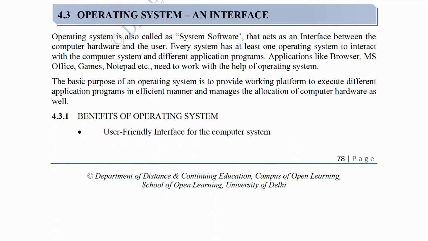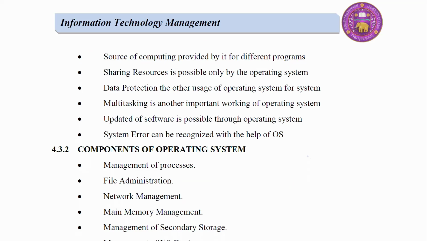4.3.1 Benefits of operating system. Point 1. User-friendly interface for the computer system. Next point. Source of computing provided by it for different programs. Next point. Sharing resources is possible only by the operating system. Next point. Data protection, the other usage of operating system for system. Next point. Multitasking is another important working of operating system. Next point. Updates of software are possible through operating system. Last point is system error can be recognized with the help of operating system.